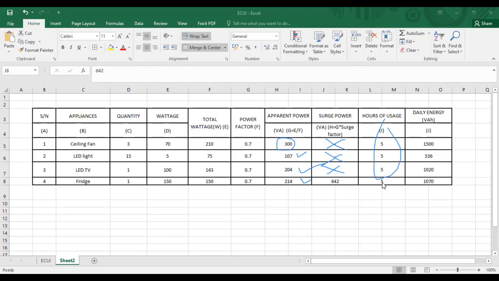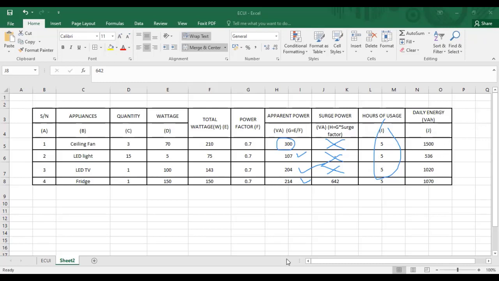So 214 times 3 gives you 642, and that is how we have 1070. If you multiply 214 by 5, you're having 1070. How do we use this surge? This is what I will explain later. But I want you to get the concept that we have introduced the apparent power, we have introduced the surge, and we can now see the effect. We have the VA multiplied by the hours of usage, that gives us the daily energy.